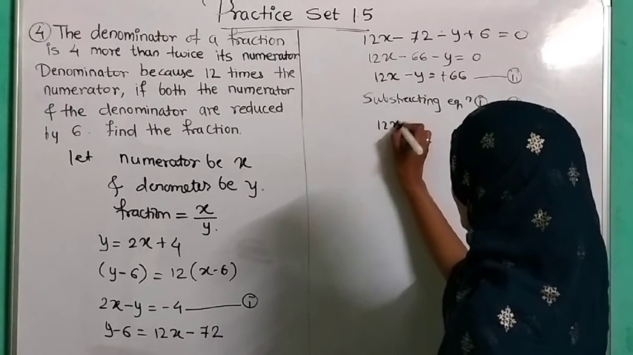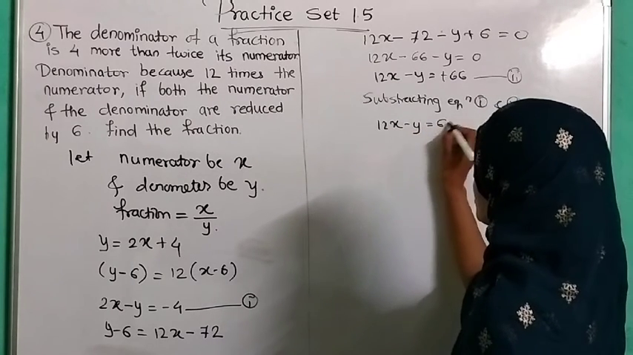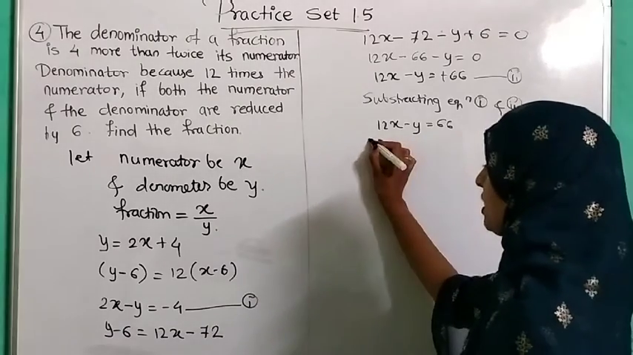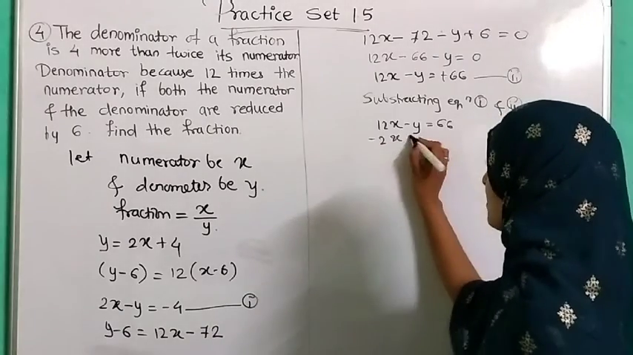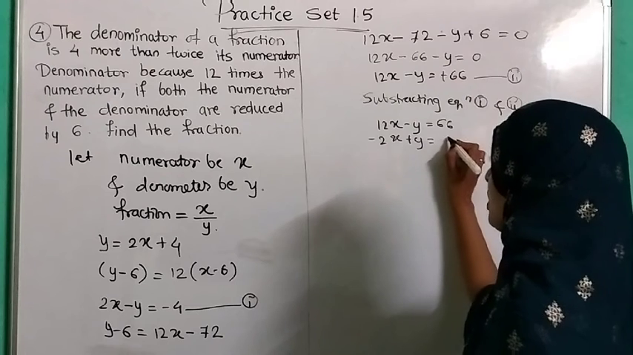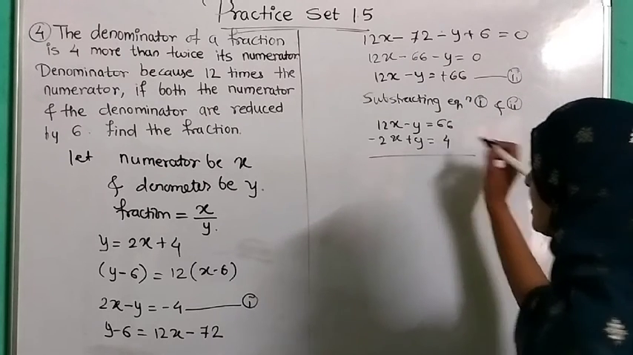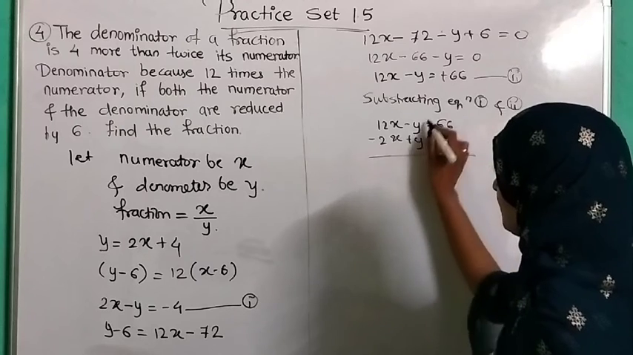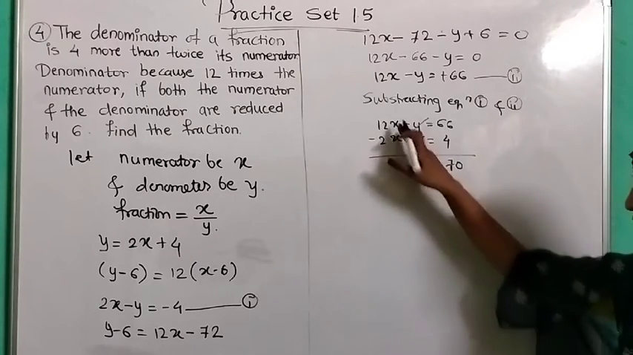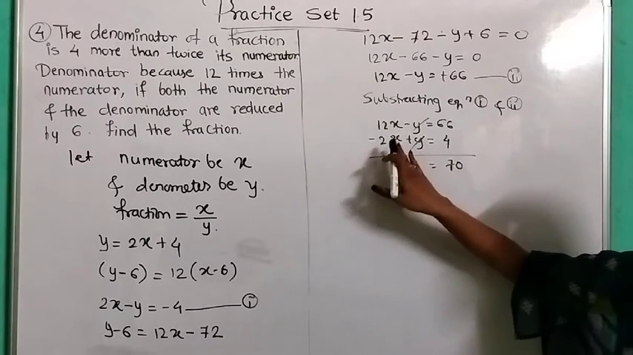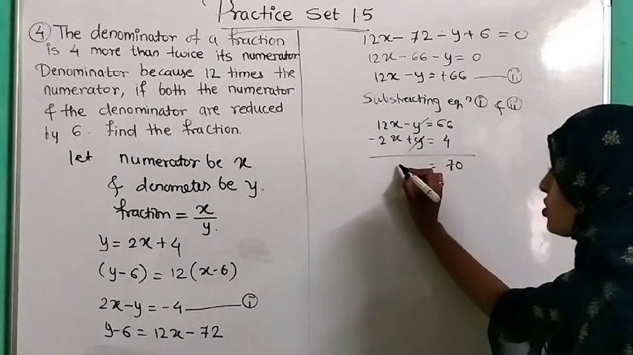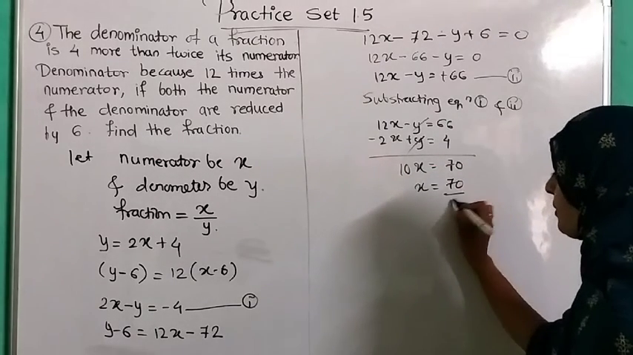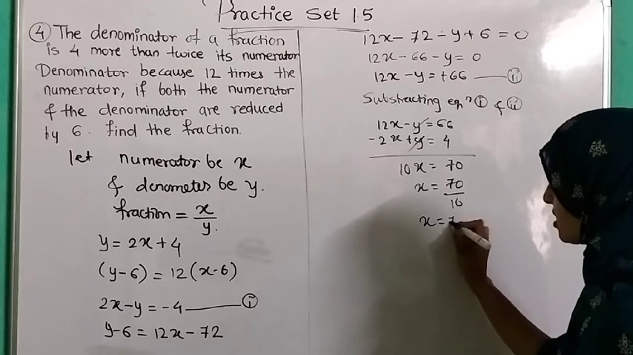Now see here, 12x minus y is equal to 66, and if we subtract this equation, then minus 2x plus y is equal to plus 4. Then 66 plus 4 is equal to 70. Y gets eliminated. 12 minus 2 is equal to 10. x is equal to 70 divided by 10. Then x is equal to 7.